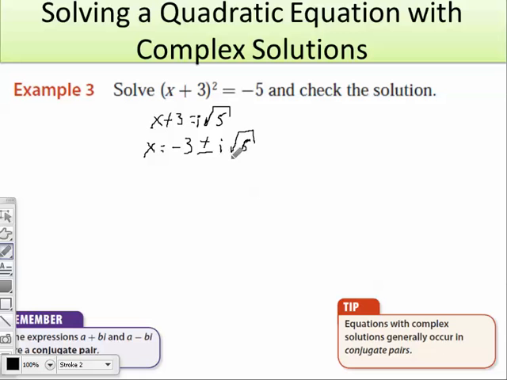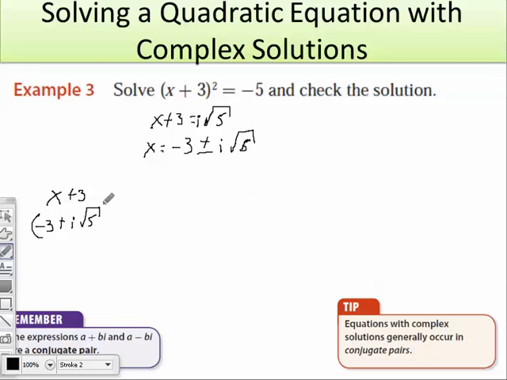Okay? So if I wanted to check this one, I'm going to stick that into the equation, right? So what am I going to get? I'm going to get x plus 3. Well, wait a second. I want to substitute that in. So it's negative 3 plus i square root of 5.